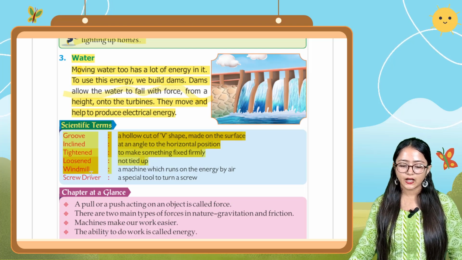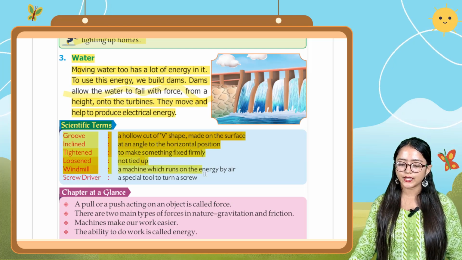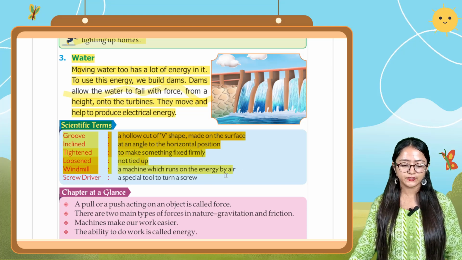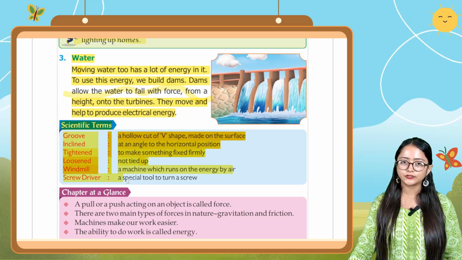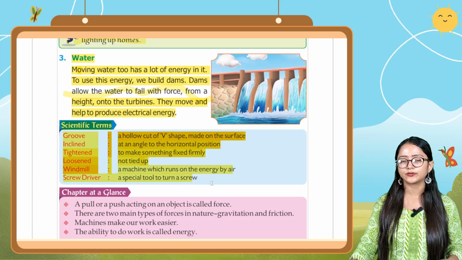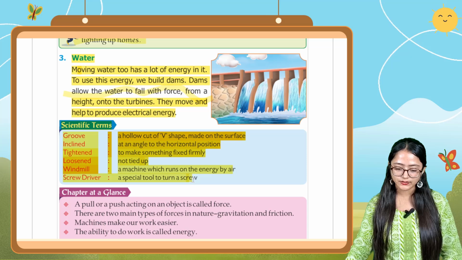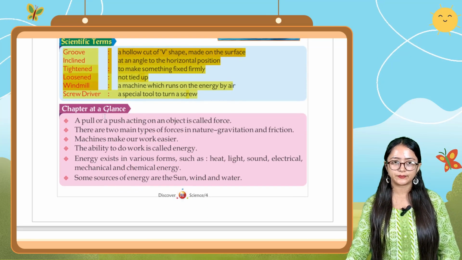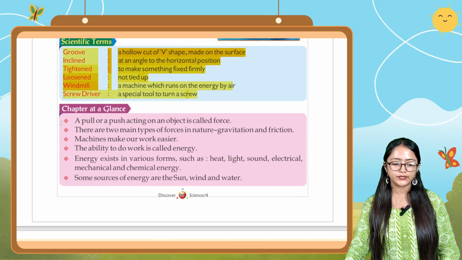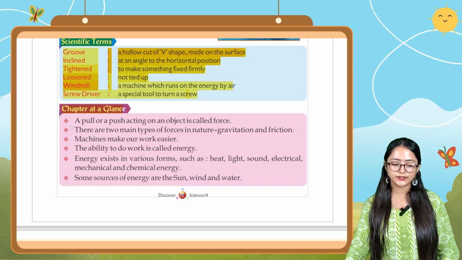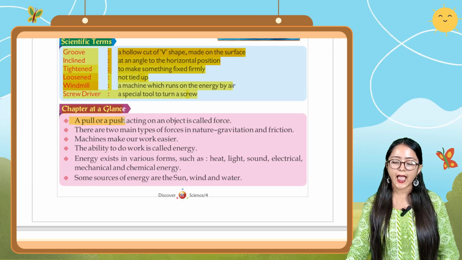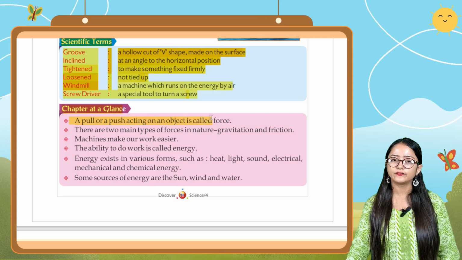Windmill, a machine which runs on the energy of air, of wind. Then screwdriver, a special tool to turn a screw or to tighten the screw. Now we come to the end of that chapter, the chapter at a glance points. The first point is a pull or a push acting on an object is called force.